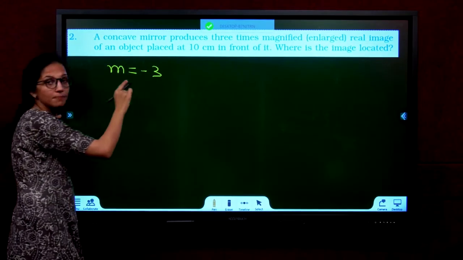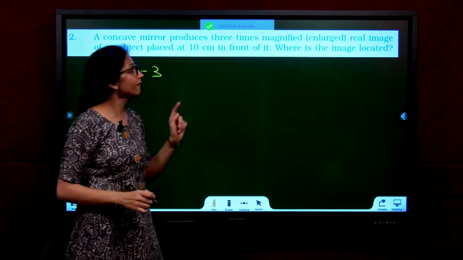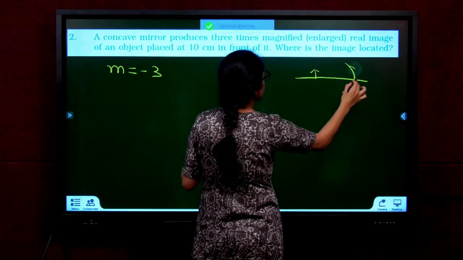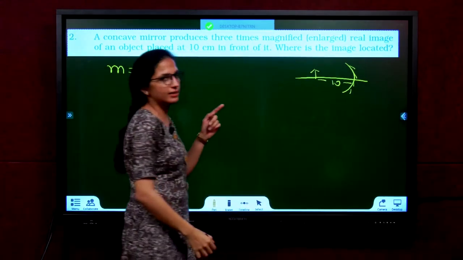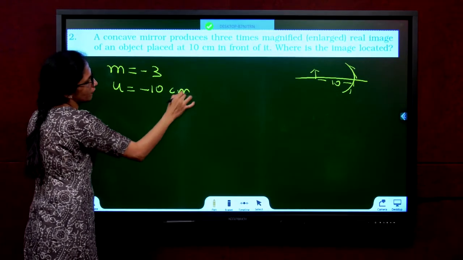Minus. So M is minus 3, of an object placed 10 centimeters in front of it. This is a concave mirror. Object is placed 10 centimeters in front of it. Plus or minus 10? Minus 10. U is always negative. If you observe, U is always negative.